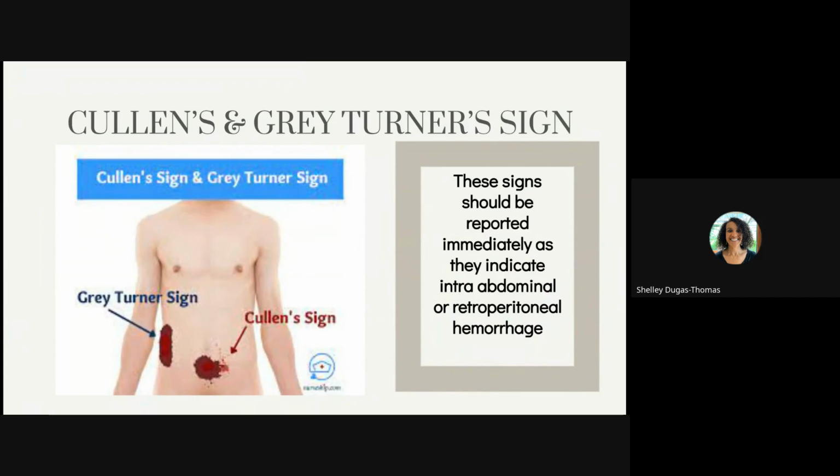So Cullen's sign is ecchymosis, bruising around the umbilicus, and Grey Turner's or Turner's sign is ecchymosis or bruising in the flank area. These are signs that should be reported immediately as they indicate intra-abdominal or retroperitoneal hemorrhage.